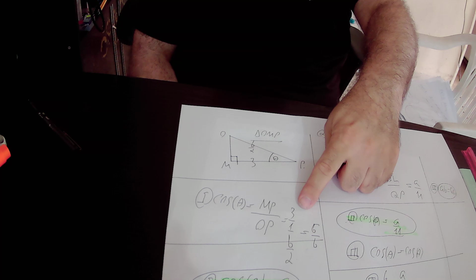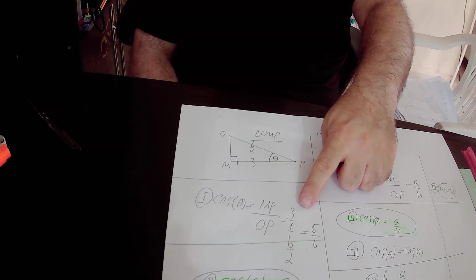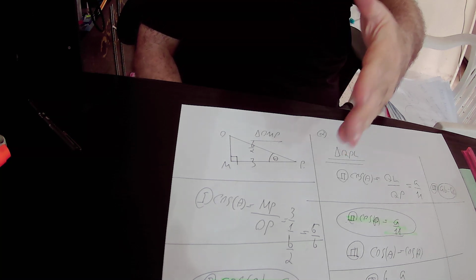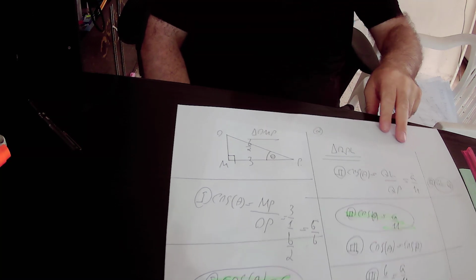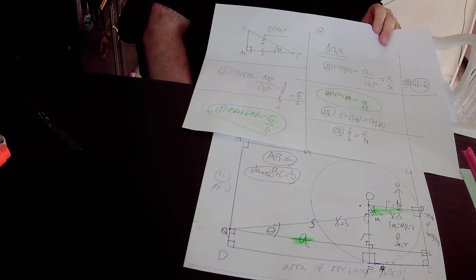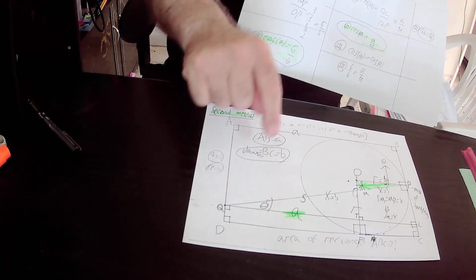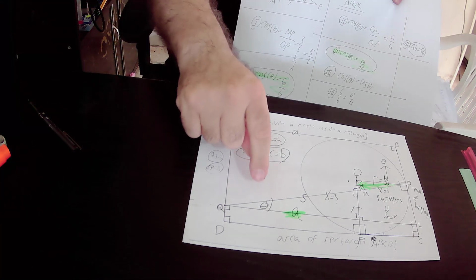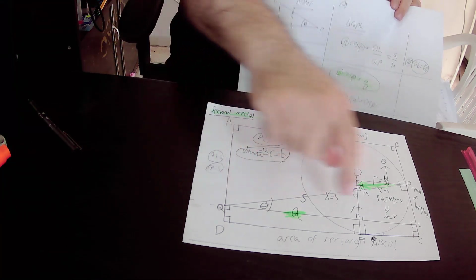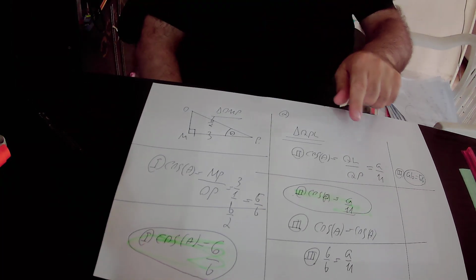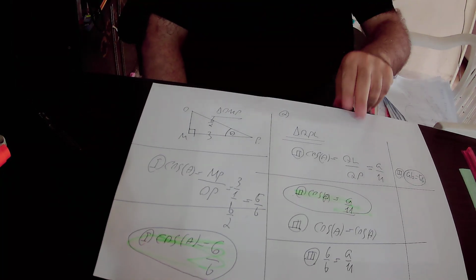MP equals 3, OP equals B over 2. 3 over B over 2 is 6 over B. So according to equation number 1, cosine theta equals 6 over B. Then we focused on the big right triangle PQL. In the big right triangle PQL, cosine theta equals QL over QP.